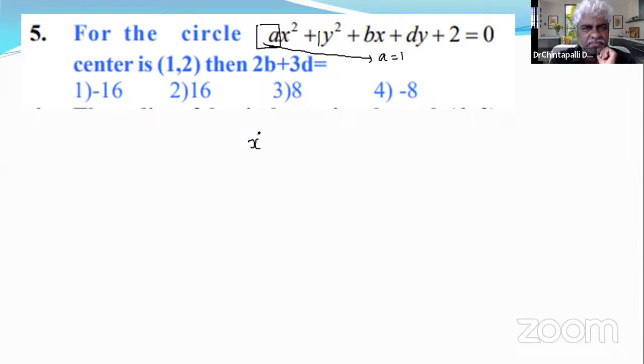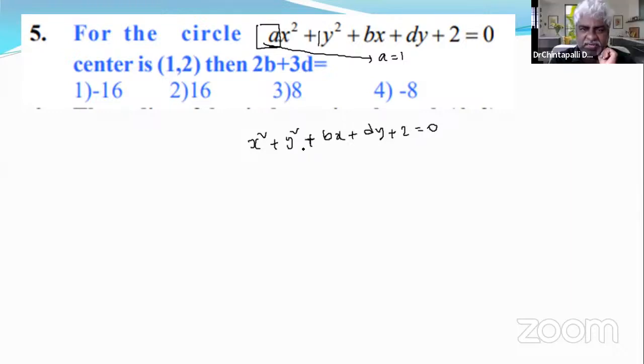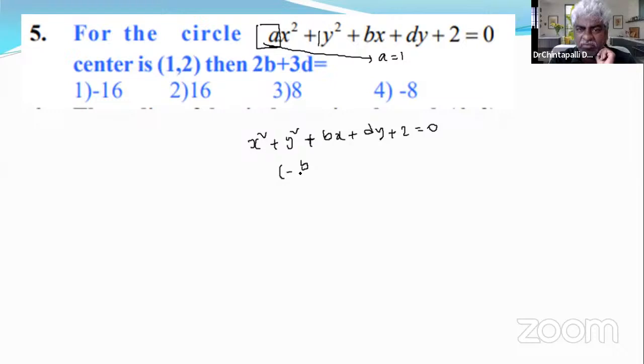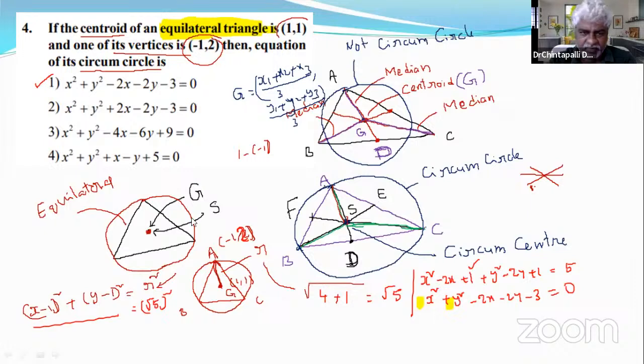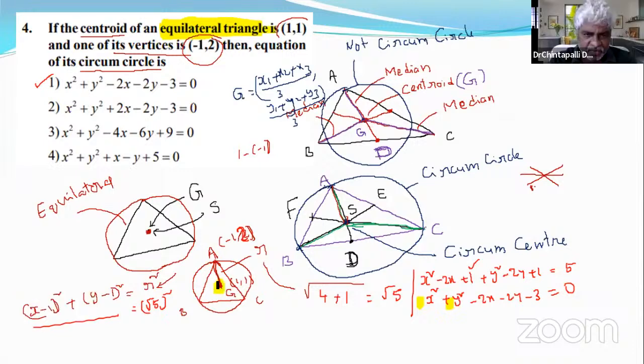Then we will get x square plus y square plus bx plus dy plus 2 is equal to 0, right? Now, as you said, you can find its center and radius. You know how to find center and radius? Center C is negative b by 2, half of the x coefficient. See, in the previous example, what is its center? Clearly, center is (1, 1). The center (1, 1) can be obtained by using this equation also.